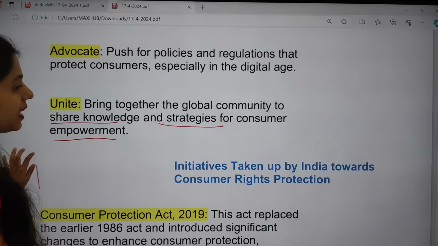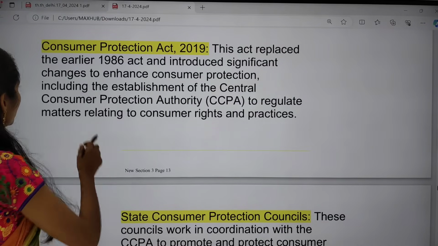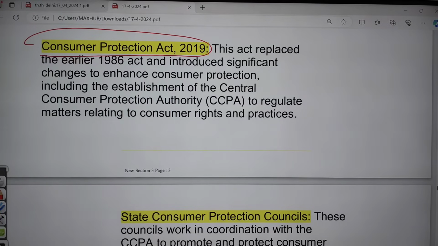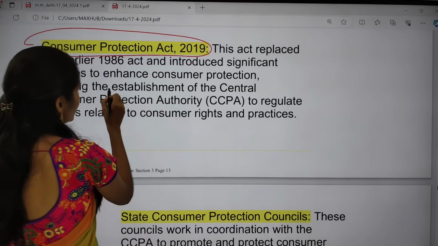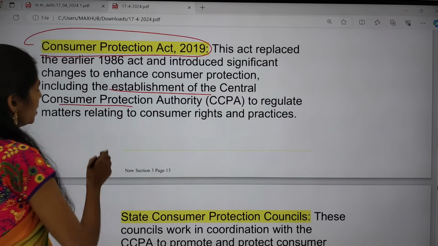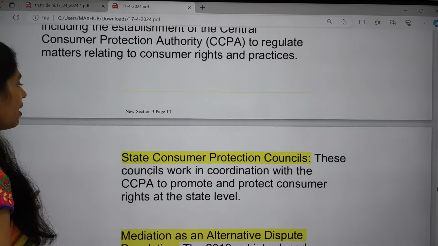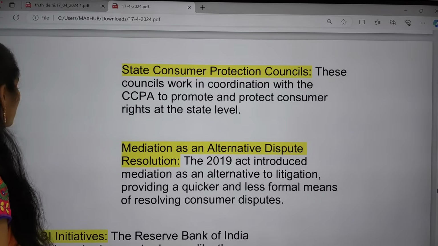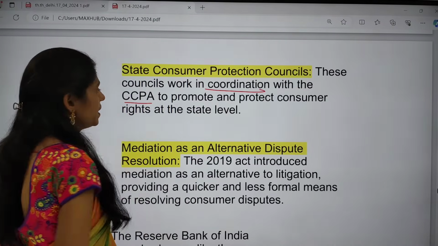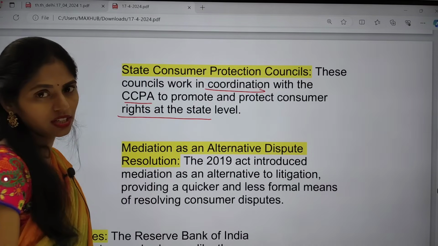Okay, and apart from that, let us see what are the initiatives taken by the government. The first one is the Consumer Protection Act of 2019. This is enhancing consumer protection, like the establishment of the Central Consumer Protection Authority to regulate matters related to consumer rights and practices. And apart from this, we also have state consumer protection councils. These councils work in coordination with the CCPA, and they are focusing to promote and protect consumer rights at the state level.